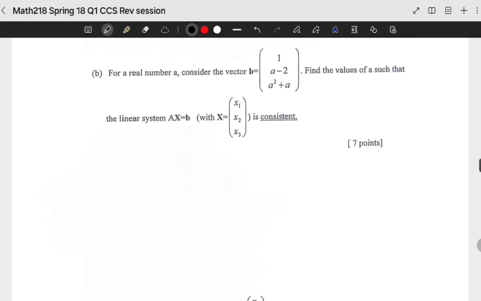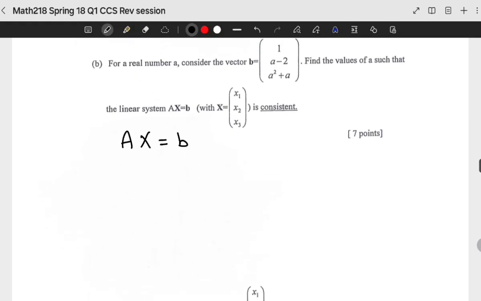For part B, for a real number A, consider the vector (1, A minus 2, A squared plus A). Find the values of A such that the linear system Ax equal to B, with x equal to (x1, x2, x3), is consistent. So Ax is equal to B. So we're trying to solve basically these equations.